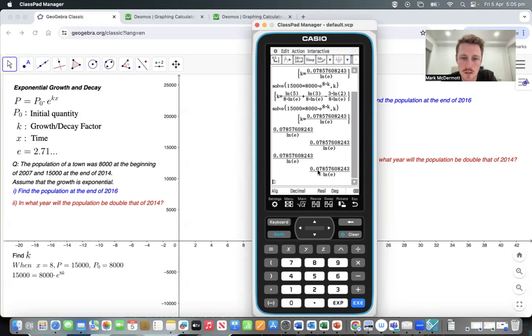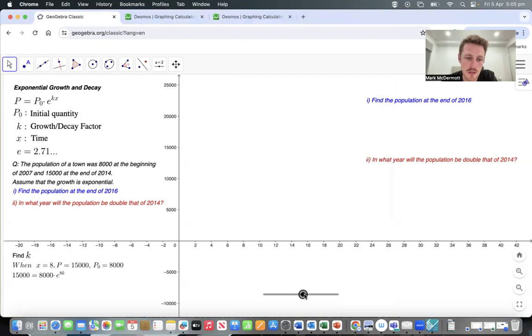So 0.0785. If we come back to here, we can say, if you work it out by hand, you'll get k equals 1/8 log e of 15 on 8, which is approximately 0.079. So when you're doing these types of problems, make sure that you take the specific value from the calculator and you don't do any rounding.